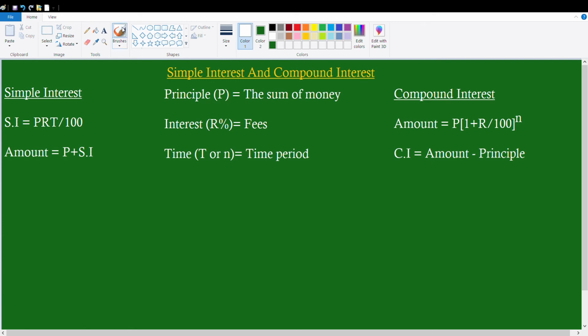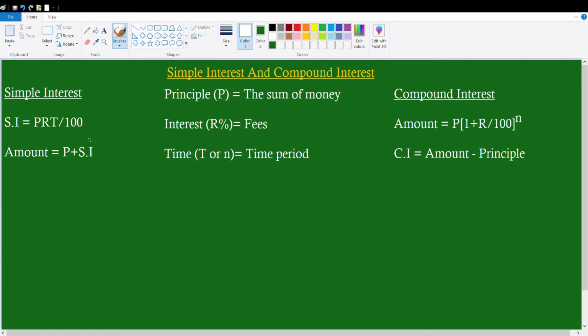Basics of Maths. In this video, you are going to learn how to calculate simple interest and compound interest and the difference between simple interest and compound interest. Here I have written the formula for simple interest, which is PRT upon 100, and amount is equivalent to principal plus simple interest. This side I have written the formula for compound interest, which is amount is equivalent to P into 1 plus R upon 100 the whole power n, and compound interest is equivalent to amount minus principal.